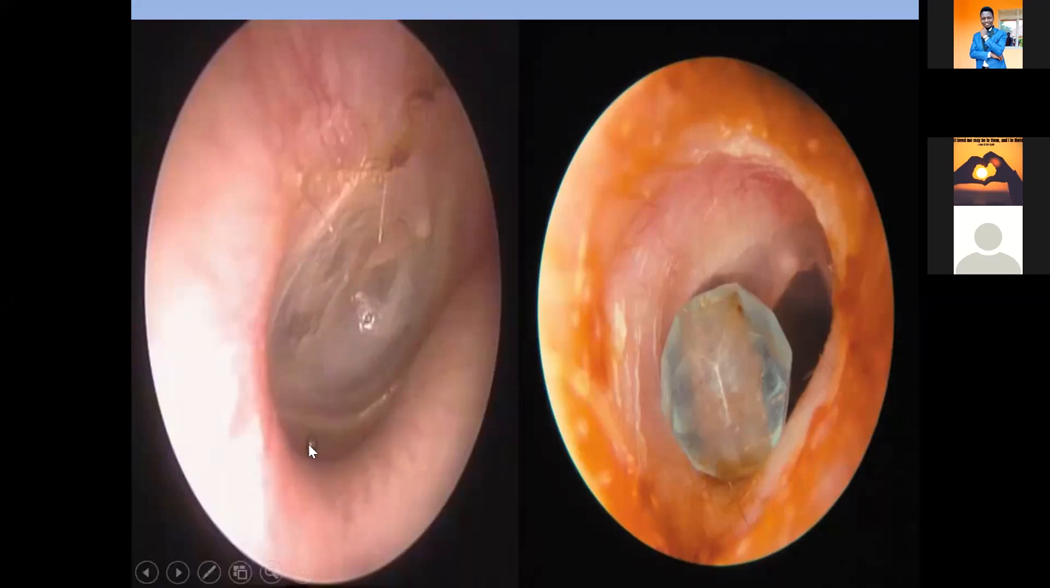Which is at the eardrum. And we also see a bead. It's a crystal bead that is on the eardrum and just cast a shadow. This is a shadow because of the light. So it's not a tympanic membrane perforation, but as you see, this is a foreign body.